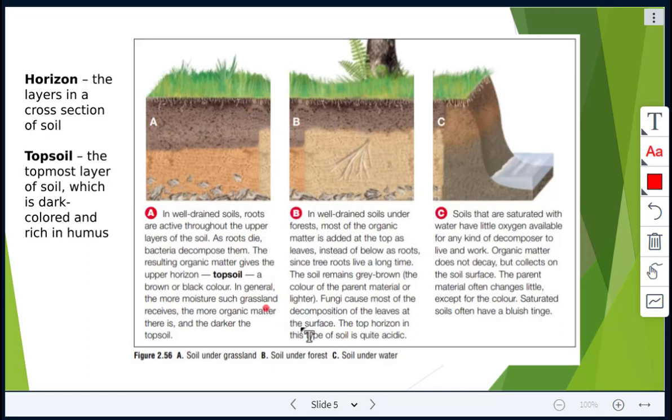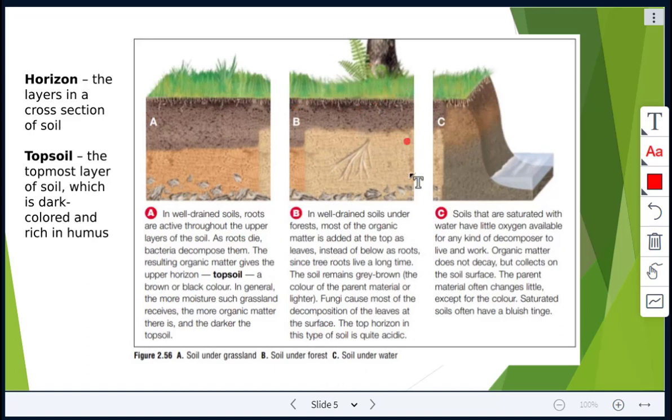Next is looking at soil under forest. This here is the diagram for soil under forest. Here again, if it's a well-drained soil under forest, most of the organic matter is added at the top as leaves instead of below as roots. The reason is tree roots live a very long time. So the soil will remain a grayish brown color, usually the color of the parent material or lighter. Fungi will cause most of the decomposition of the leaves at that surface, and usually this top horizon is quite acidic.